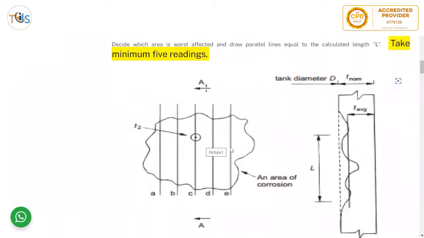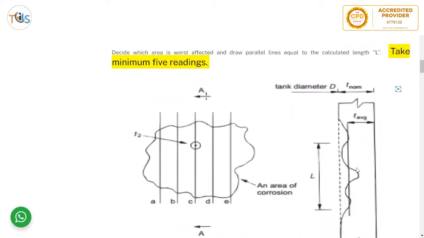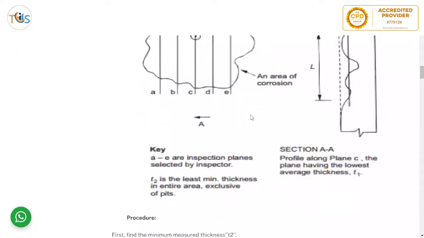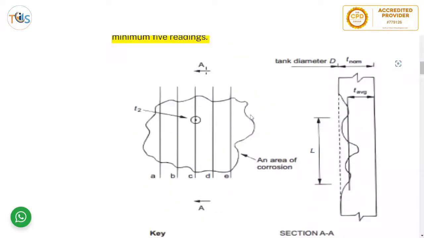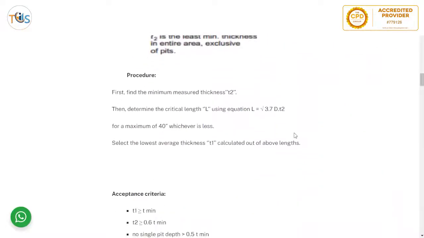T2 will be a single reading, like this one is T2 here, and the average of all the readings will be T1. So the minimum thickness that you get, into diameter, into 3.7 square root, will be L, maximum 40 inch. That's to measure the L only.